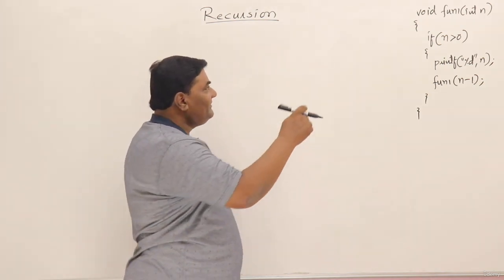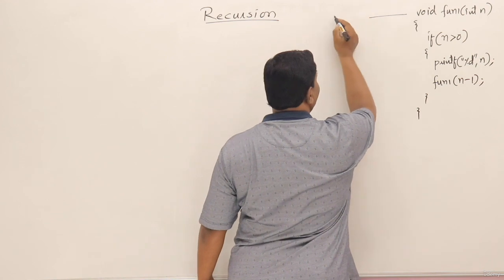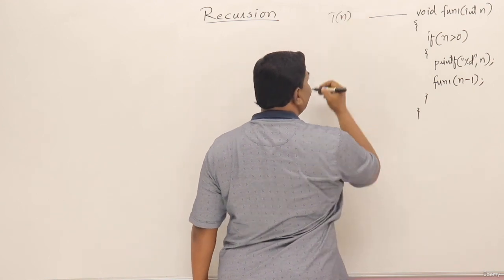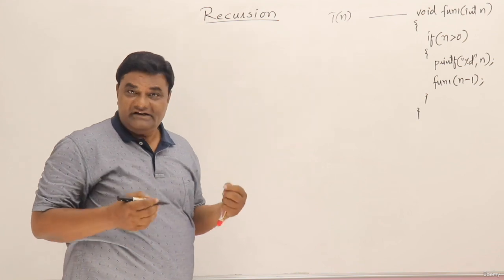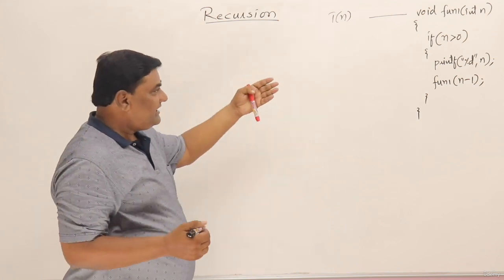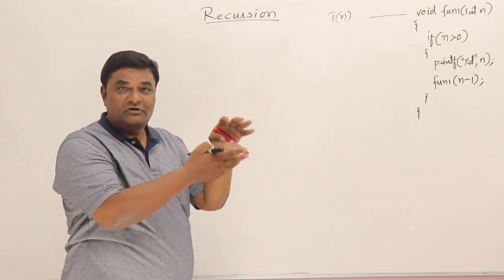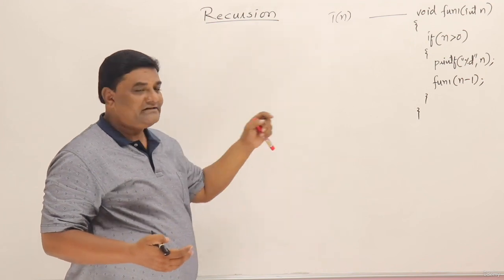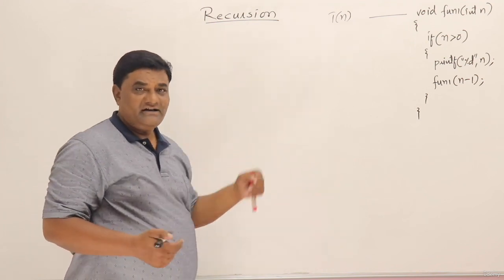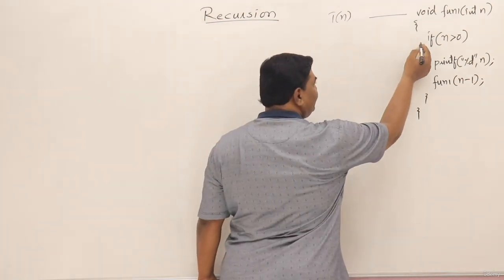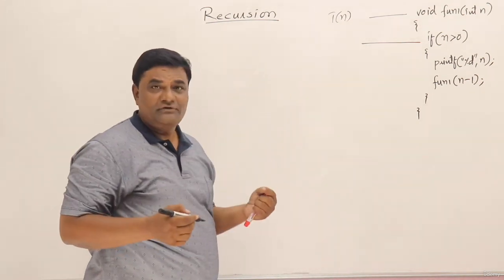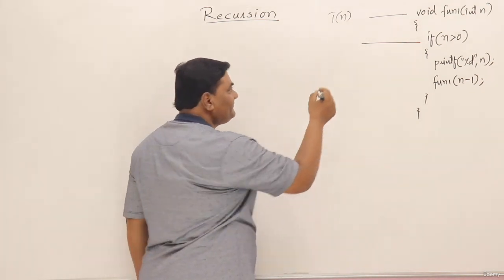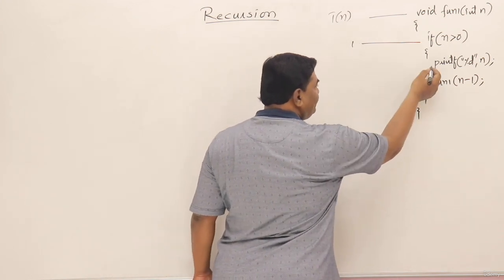We assume that the time taken by this function is T(n). T is for time. If the time taken by that function fun1 is T(n), then that total time should be the sum of all the times taken by the statements inside. So let us look at the statements. See, there is a conditional statement. How much time does it take for execution? Just 1 unit of time. Then there is a printf statement.